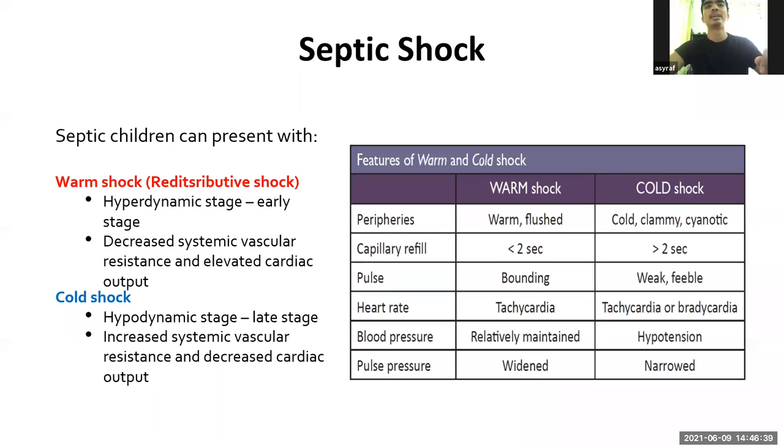So as you can see from the table, in warm shock the peripheries will be warm, compared to cold shock where they will be cold and clammy. And for the CRT, in warm shock it is usually normal, and in cold shock it will be more than 2 seconds. The pulse is bounding in warm shock, and in cold shock it is weak, with tachycardia. And BP is usually maintained in warm shock, but for cold shock, because it is later, the patient will have hypotension, and also pulse pressure.